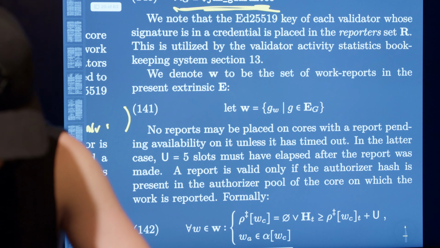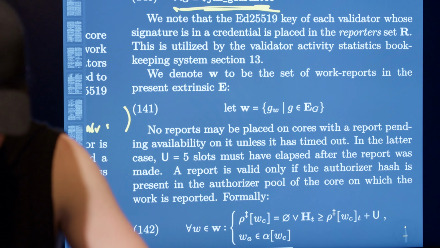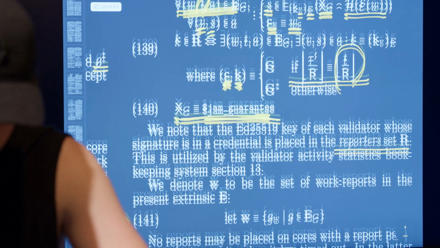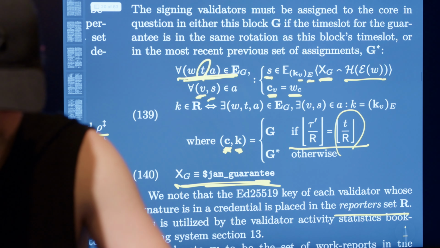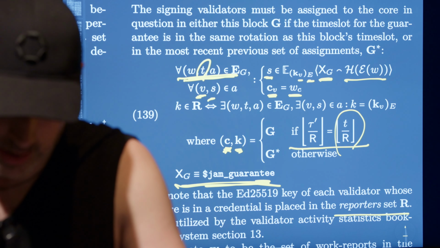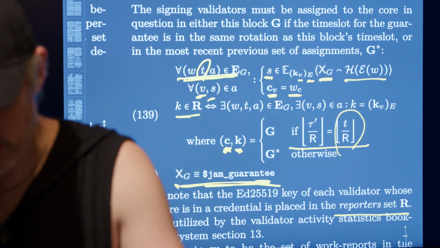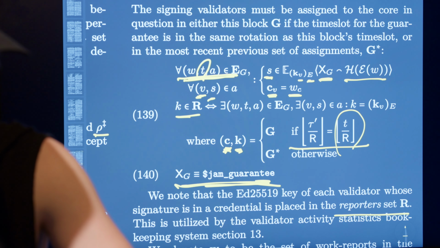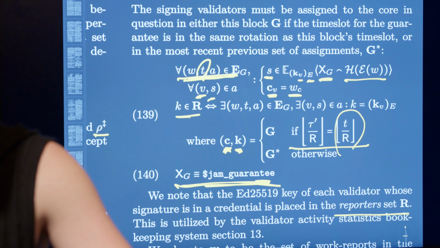Good. So we know that the ed25519 key of each validator signs. There is a reporters set R, which is what this middle line is. This is actually useful later on when we're talking about the statistics.